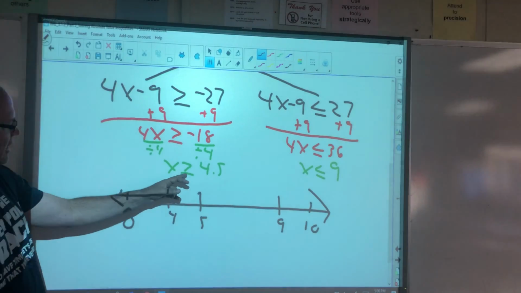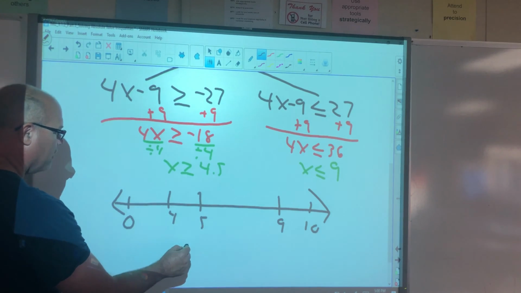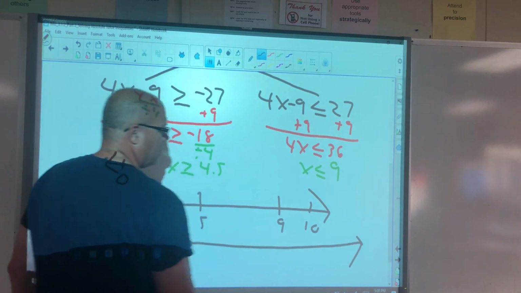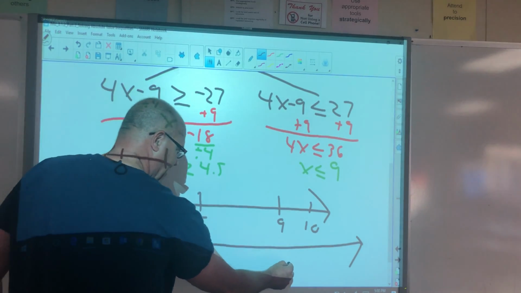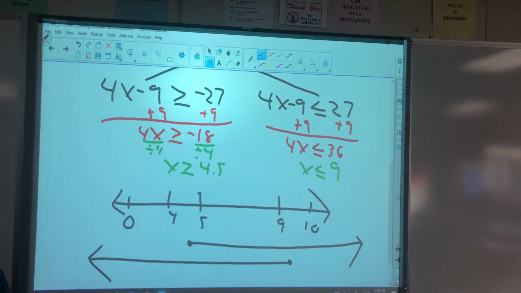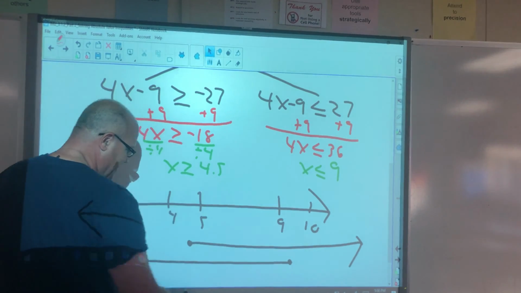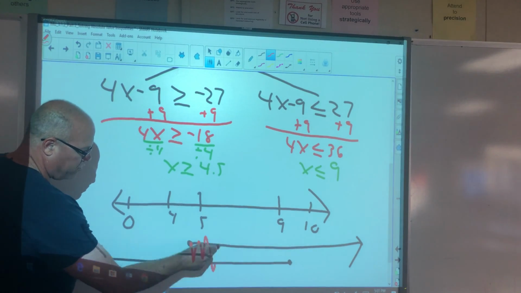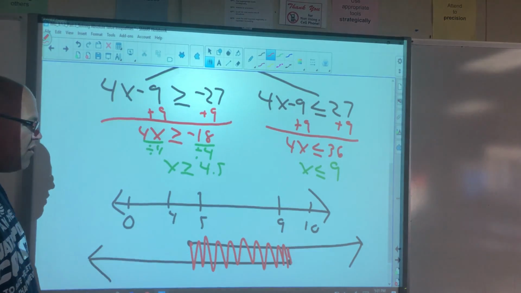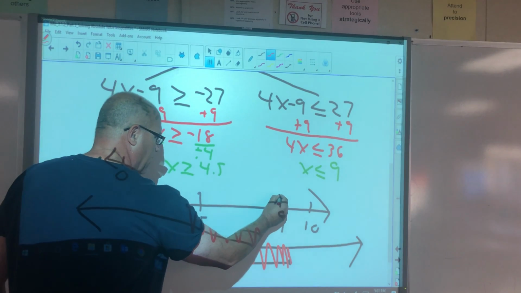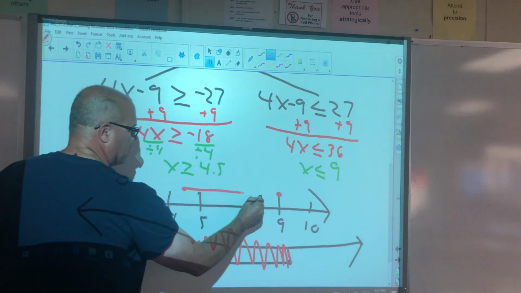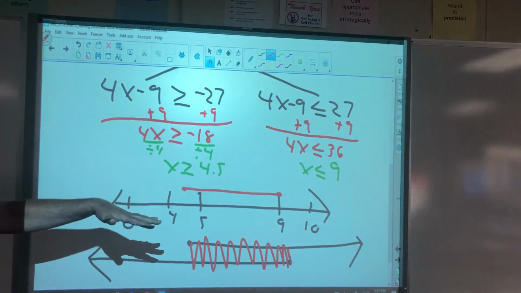And so greater than or equal to 4.5, wouldn't that be a solid dot at 4.5? And it'd be an array going like this. Less than or equal to 9 would be a solid point at 9, an array going like this. So what we're looking at is, what is the overlap between the two arrays? That's going to be our solution. It has to be both requirements. So our answer on our number line, we have a solid dot at 9, solid dot at 4.5, and it's the segment between the two. So again, this is an and situation.